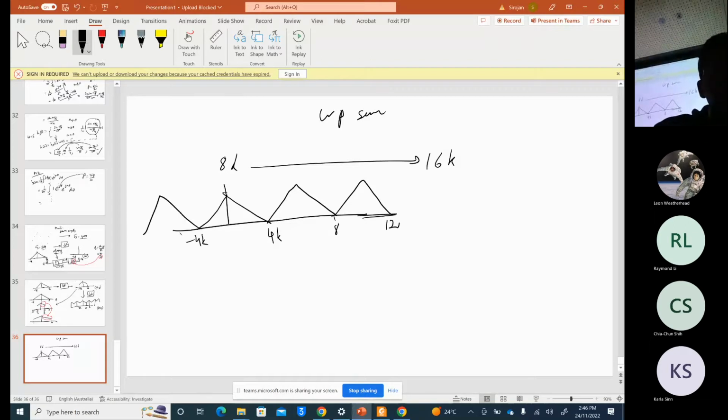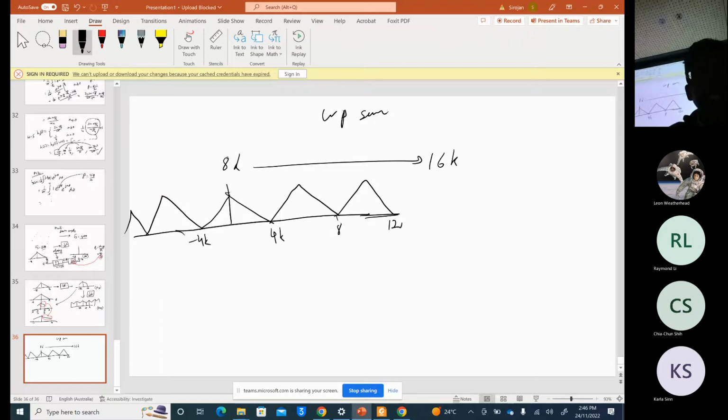The digital spectrum repeats, but even though it repeats, this is the real frequency content. These are imaginary. All these contents are imaginary.